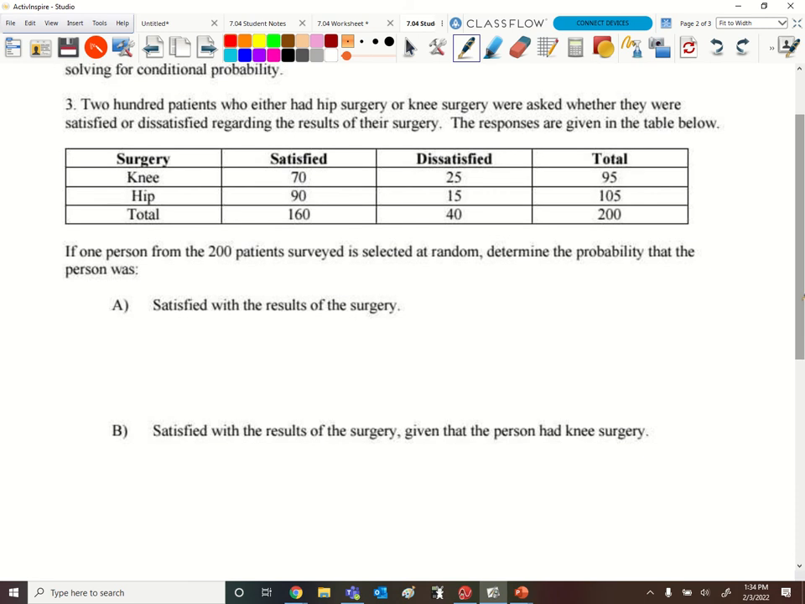Now, satisfied with the results. Okay, so we're going to write this as a fraction, aren't we? Now, what number is satisfied? 160. Okay. And I would say, what's it out of? 200. Yeah. So, divide that up.